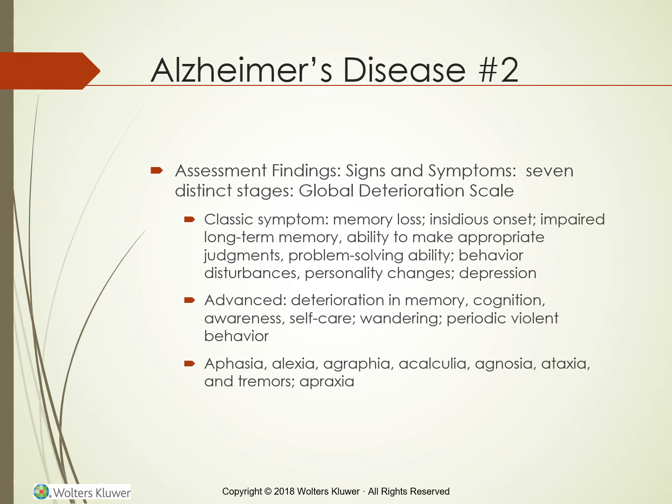It's called ataxia. They may have tremor. They may have an inability to accomplish any type of activities related to daily living, such as grooming or toileting or even eating. So this is called apraxia.